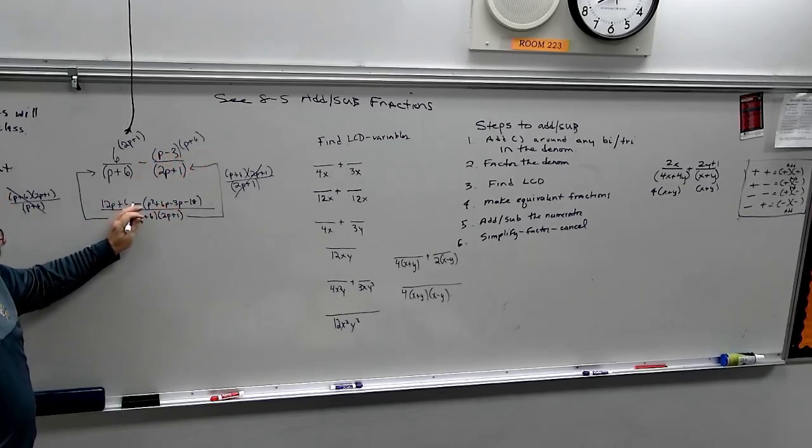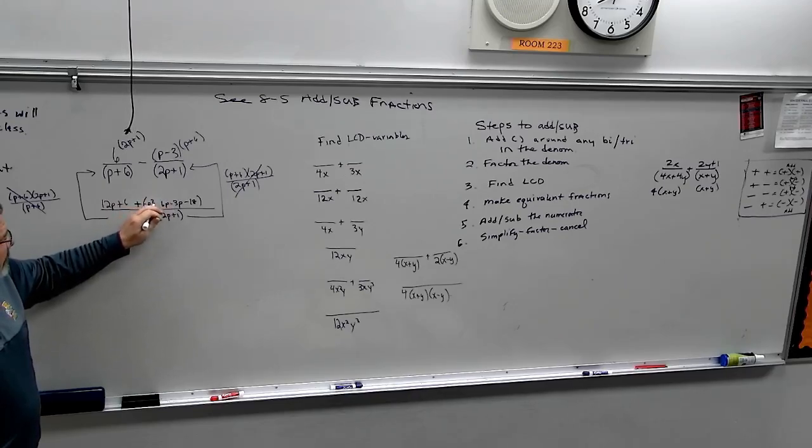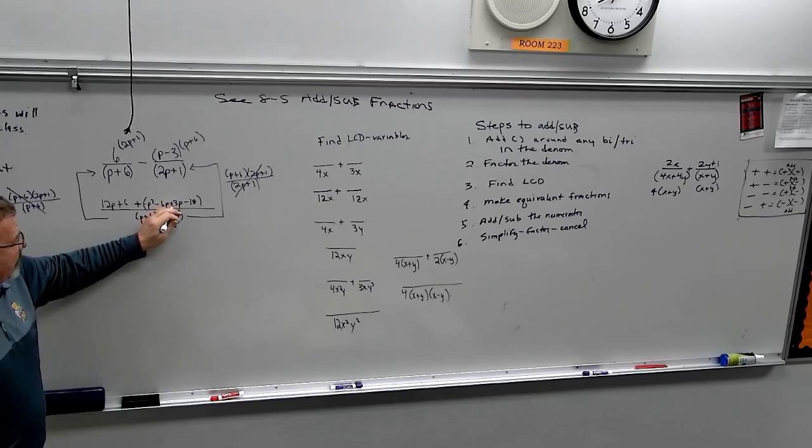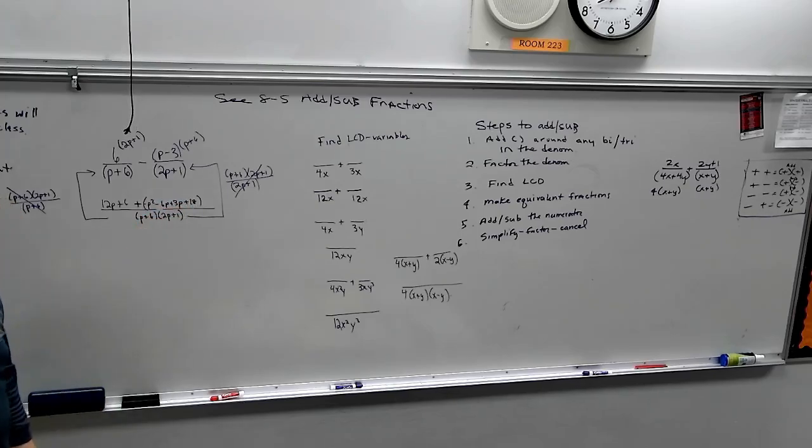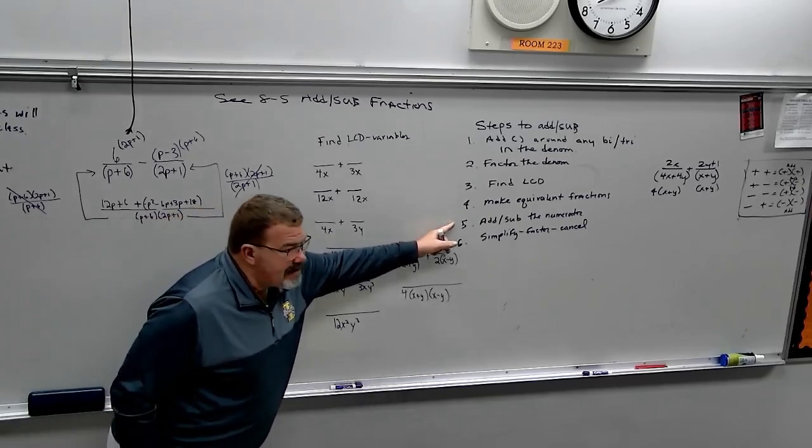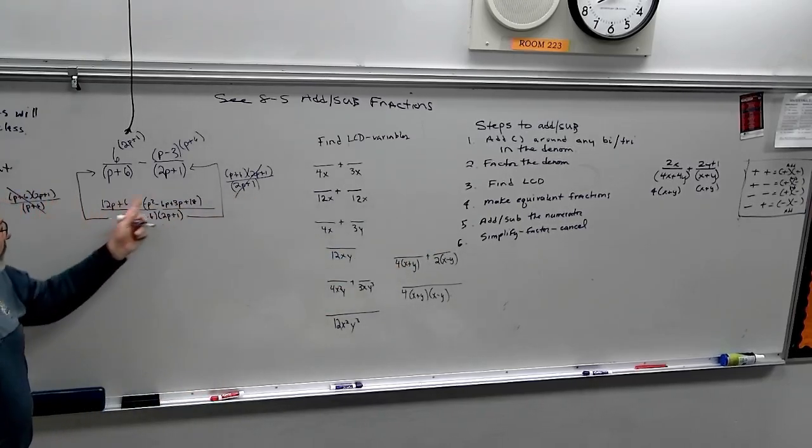This negative is now going to become a plus. This is going to become a negative. This is going to become a negative. That's going to become a plus, and that's going to become a plus. I have to distribute that negative all the way through. Now notice our last step. Add, subtract the numerator. Clean up everything.